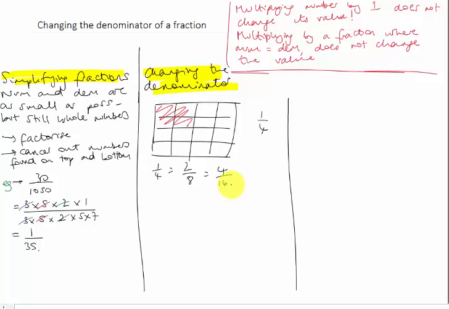So that's the general principle. And simplifying is going the other way. Here we've got 4 out of 16, and you can see that in fact the simplest way of saying it is 1 out of 4. But here we're going the other way.